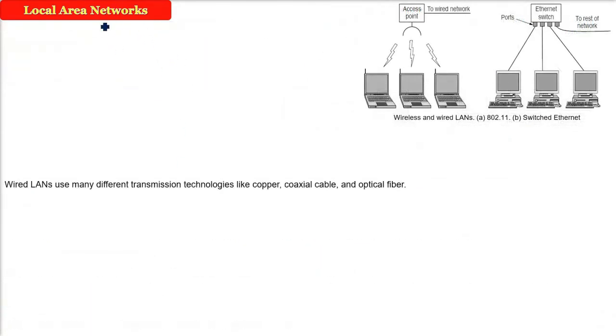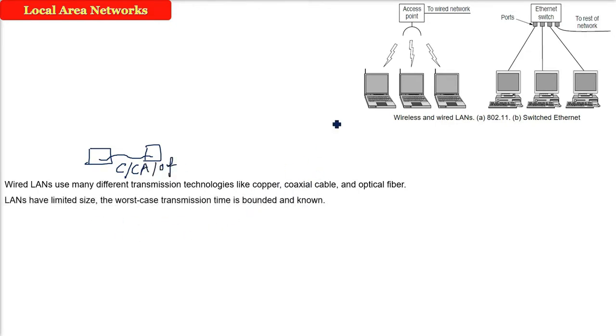Now when we are talking about wired LANs, the transmission technologies can be different because the wire can be different. You are sending the data, bits or packets from one device to another. You can use copper, coaxial cable or optical fiber.